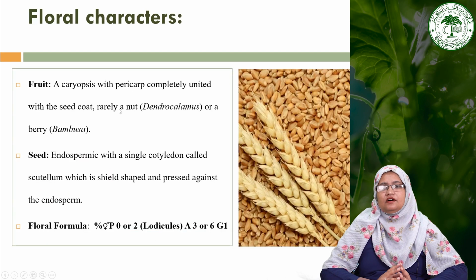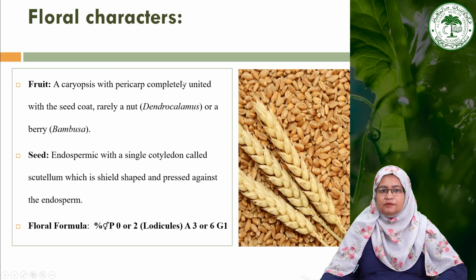Now come to the fruits. The fruit is a caryopsis with the pericarp completely united with the seed coat, and may rarely be a nut in the case of Dendrocalamus or a berry in the case of Bambusa. Here you can see the fruit, termed the caryopsis, and the seed is endospermic with a single cotyledon called the scutellum, which is shield-shaped and pressed against the endosperm.